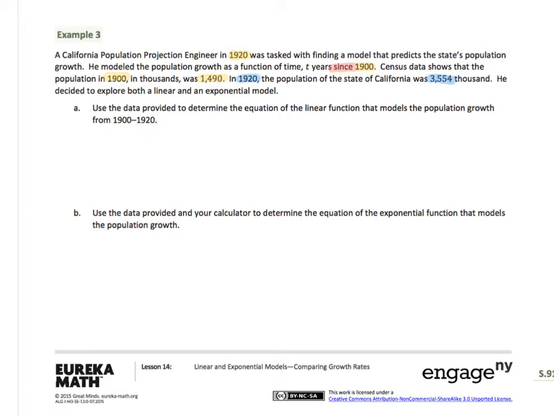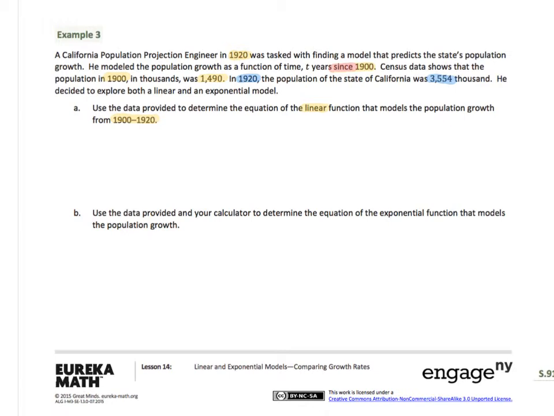So match those two up. The population in 1920 of the state of California was 3,554,000. He decided to explore both a linear and an exponential model. So let's go ahead and do that. Use the data provided to determine the equation of the linear function, a linear function that models the population growth from 1900 to 1920.